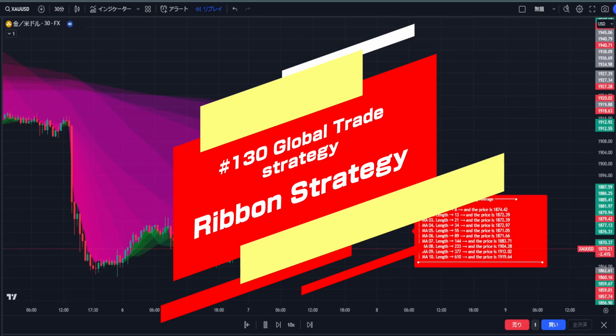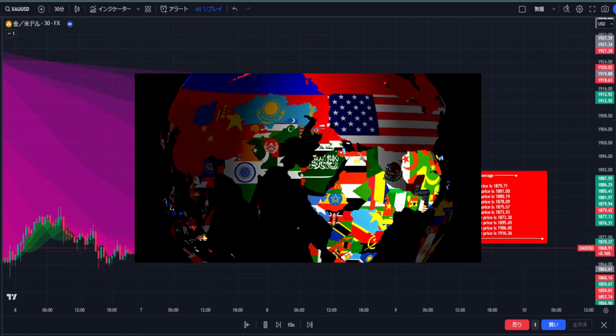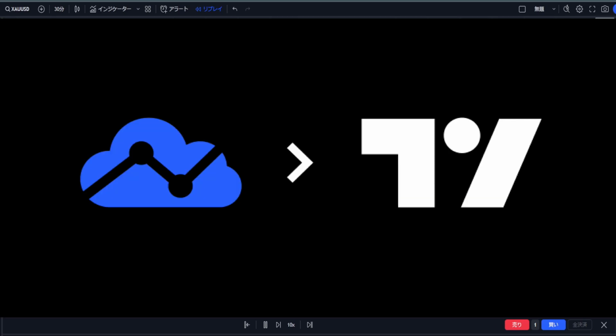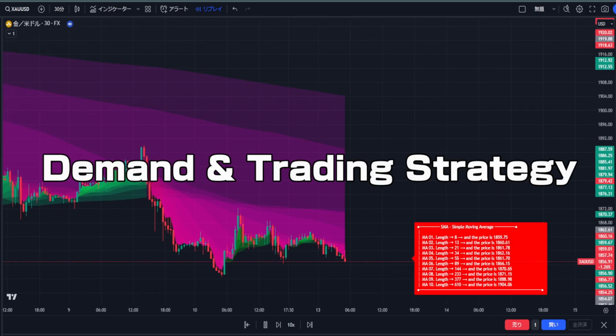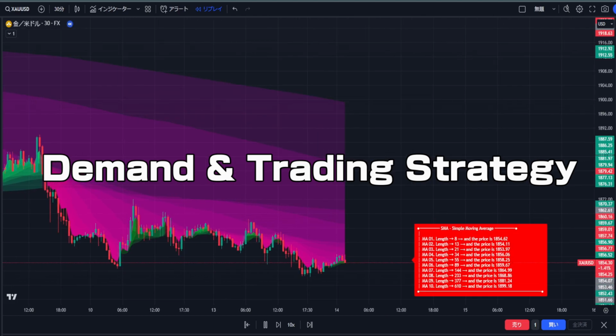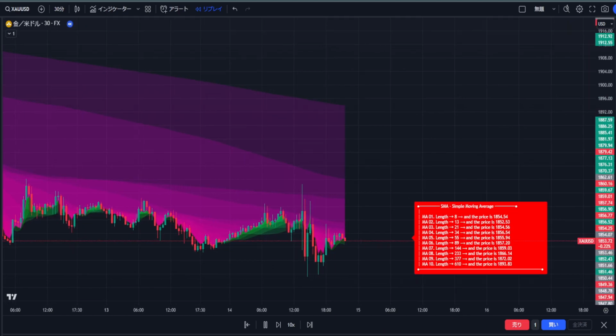To do so, I'll be incorporating and discussing strategies from around the world. The strategy we're going to verify this time is one that I found on a foreign website. This strategy involves using a TradingView indicator. The person who introduced this strategy said, "It's a wonderful indicator that can cater to users' demands and trading strategies." Now, let's verify whether this strategy can actually succeed.